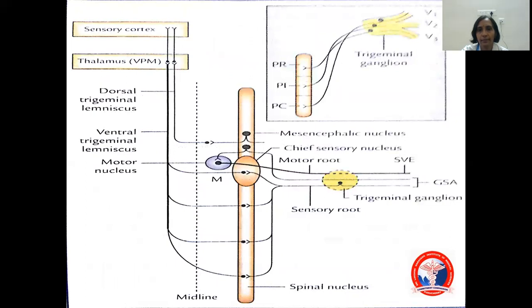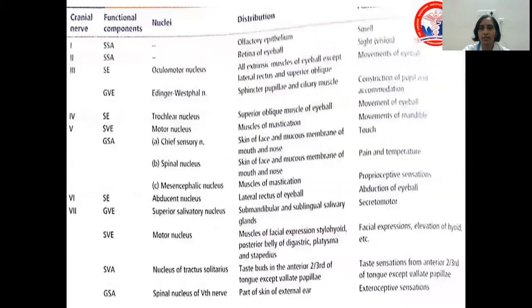So here we see the sensory fibers which are shown reaching to the sensory nuclei shown with the pink color, and the motor fibers being released from the motor nucleus of the trigeminal nerve. So this is how the trigeminal nerve becomes a mixed nerve.